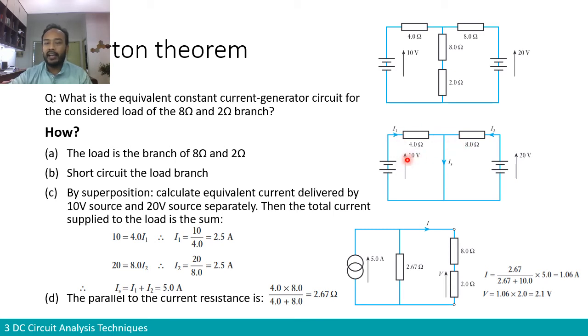So we need to find the equivalent internal resistance of the equivalent current generator. So what is the resistor? In order to find the resistor, basically we eliminate the voltage sources. If we eliminate the voltage sources, it now becomes a short circuit, and we can see that the 4 ohm resistor and the 8 ohm resistor are basically in parallel, right?